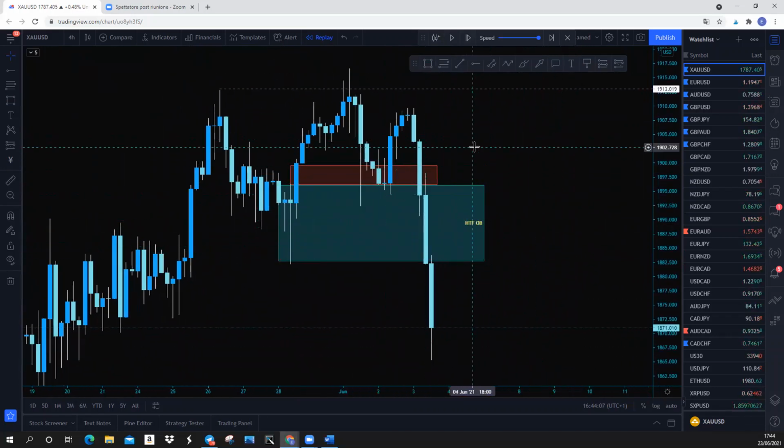So you find your areas of imbalance, you find your order block. First of all, before all of this, you find your direction, and yeah, pretty much it.